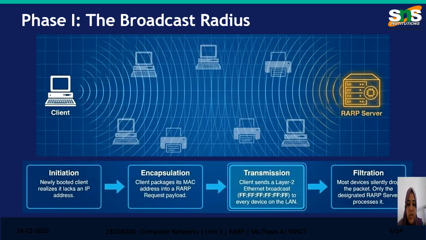In phase 1, the broadcast request, the initiation starts: the newly booted client realizes it lacks an IP address. Then encapsulation is done: the client packages its MAC address into a RARP request payload. Then transmission: the client sends a layer 2 Ethernet broadcast to every device on the LAN. Then filtration is done, and most devices ignore the request.